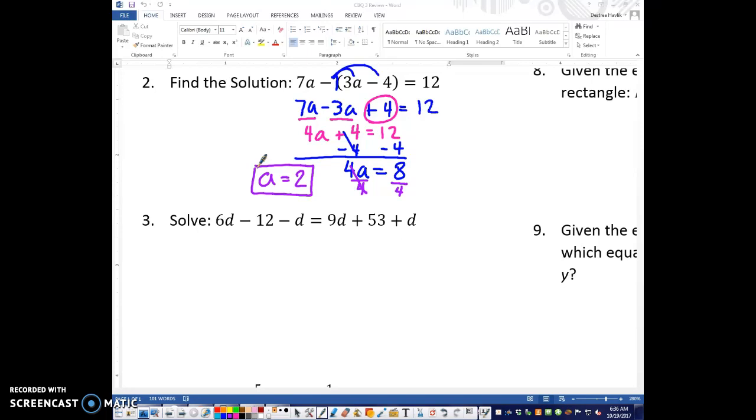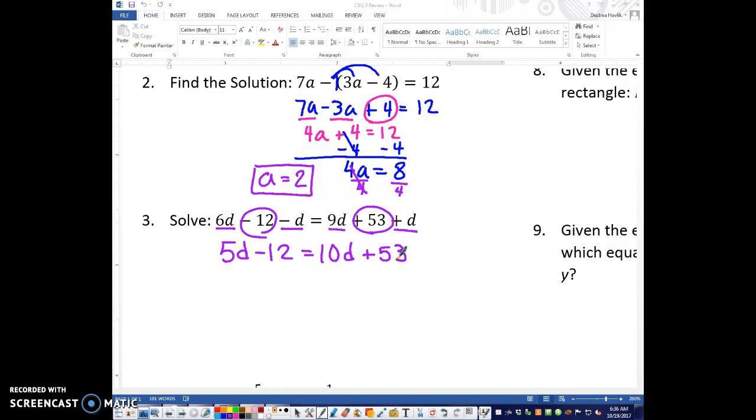Now, let's move on to number 3. Do we need to distribute anything? No. Can we combine like terms? D family, number family. Let's do this side first. So 6d minus d is 5d minus 12 equals, now let's do this side, d family, number family. 9 plus 1 is 10d plus 53.